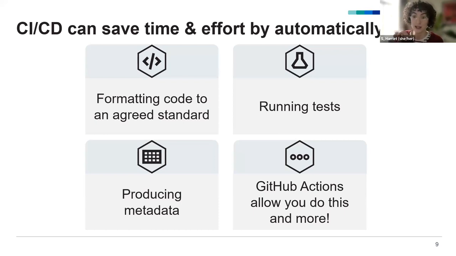Or even if you use linters, you don't have to run the linter every single time that you want to make sure that your code is getting up to that standard. It's something that's done automatically. As I said, it can also run tests. You can build tests to check that your code is producing the outputs that you anticipate it will. And those tests can automatically run every single time that you integrate your code into the repo, to make sure that nothing is breaking.